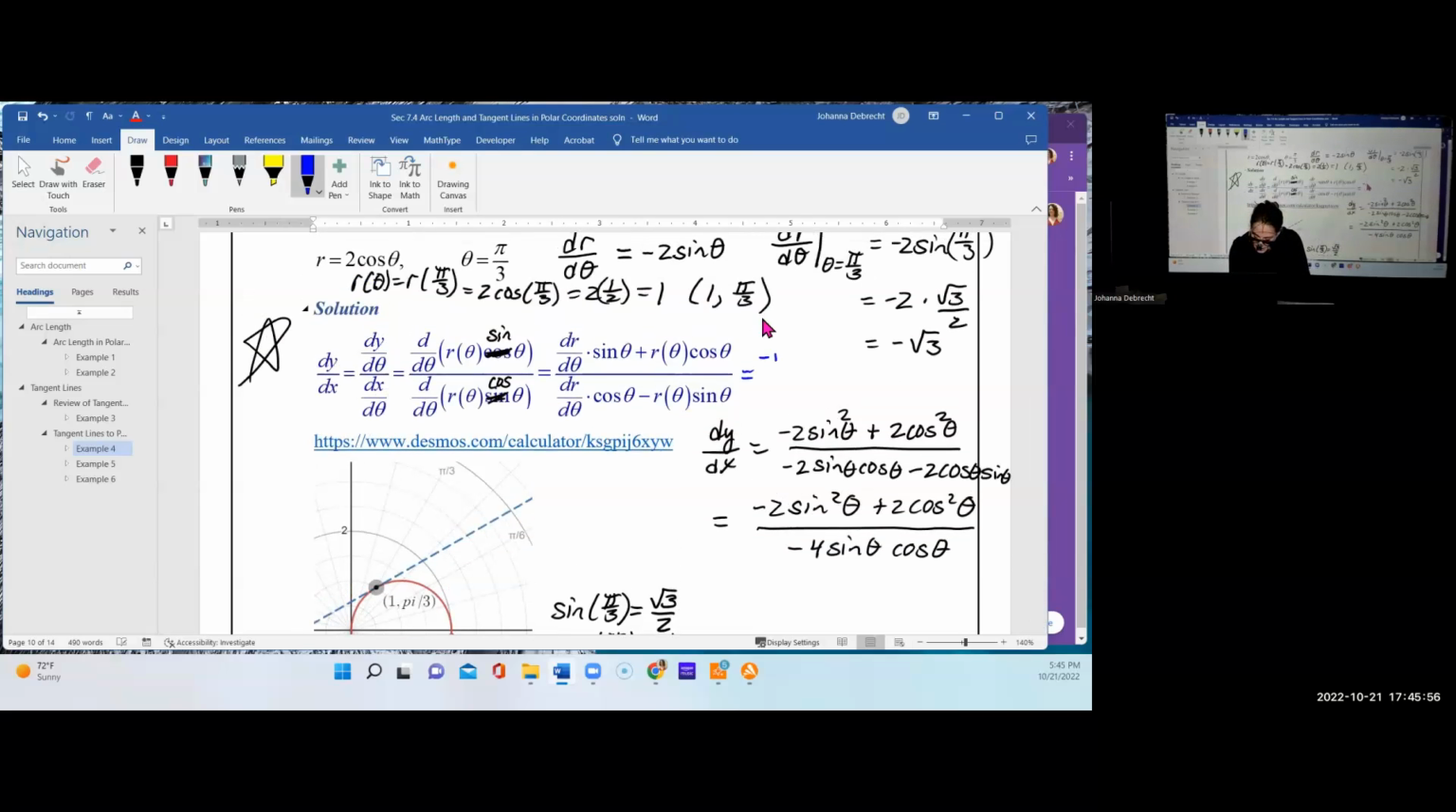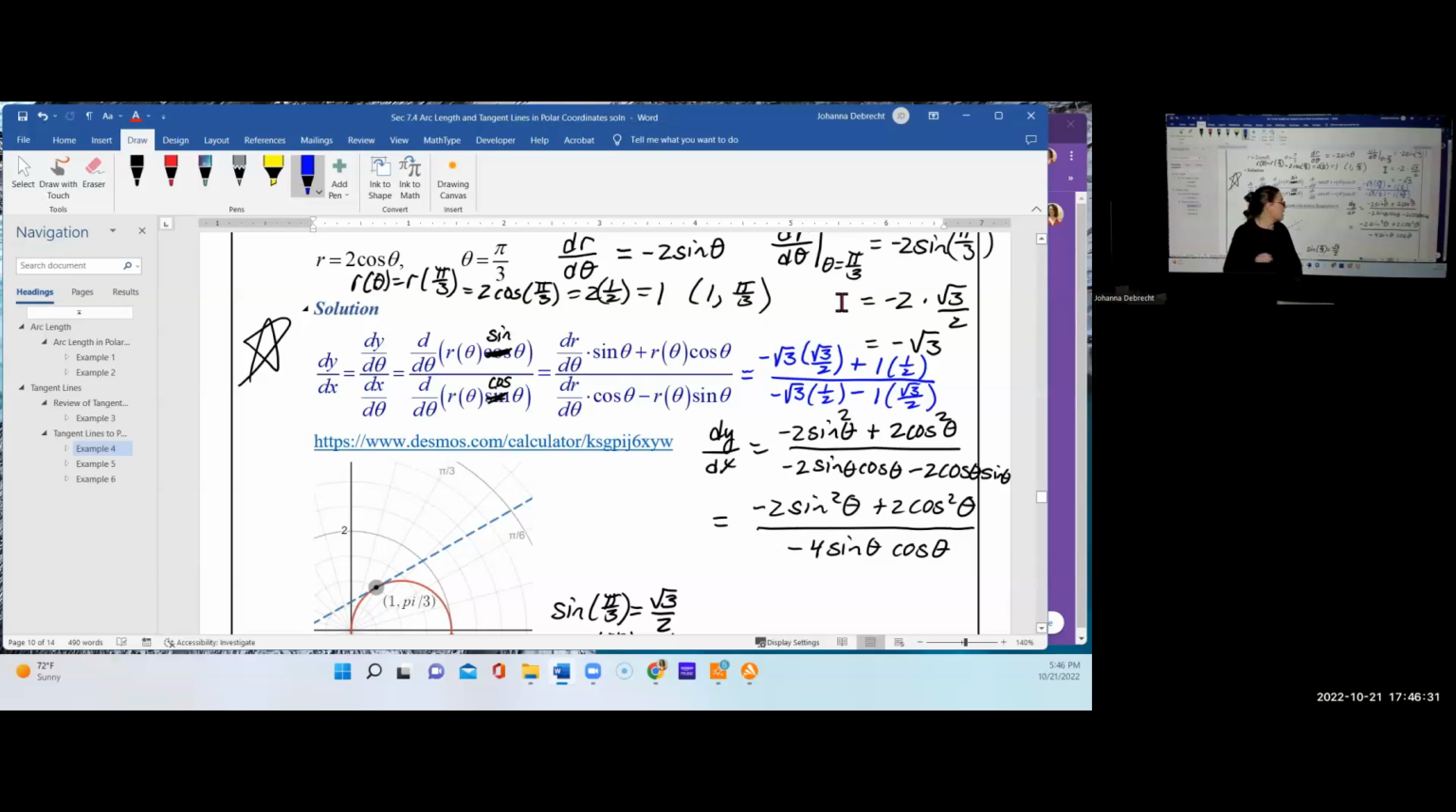So this becomes negative square root of 3. Sine of theta is square root of 3 over 2, plus r of theta is 1, and cosine of theta is 1/2 over. And again, dr d theta is negative square root of 3. Cosine of theta is 1/2 minus r of theta was 1. Sine of theta is square root of 3 over 2. All right, so now let's simplify this.